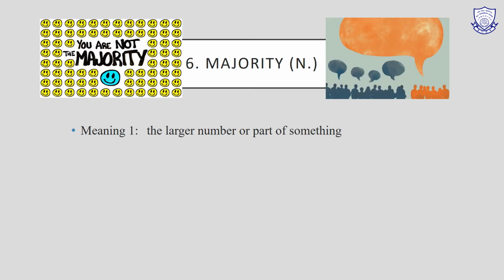Next, number 6, majority. It is a noun, and the meaning is the larger number or part of something. Example 1: A majority of people agree to wearing masks. But to be honest, these days, you should be very, very familiar with the idea of majority, at least in Chinese. Or even now, you see right in front of you the two pictures.